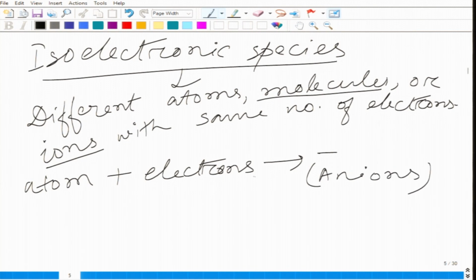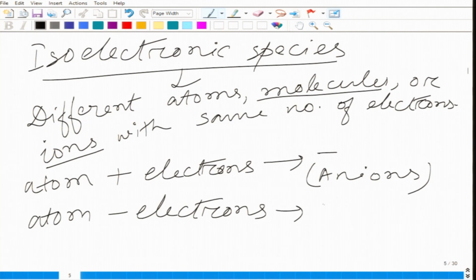Since electrons are negatively charged, addition of electrons will form a negative charge on the atom. They are called anions or negatively charged ions. And when atoms liberate electrons, that is, they give away electrons, the negative charge is decreasing, so they develop a positive charge. These are positively charged ions or cations.